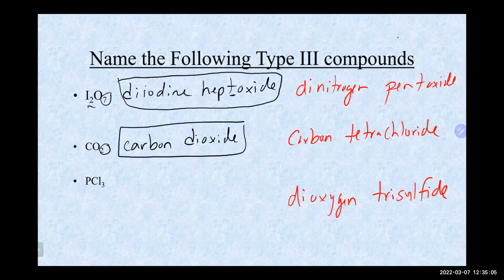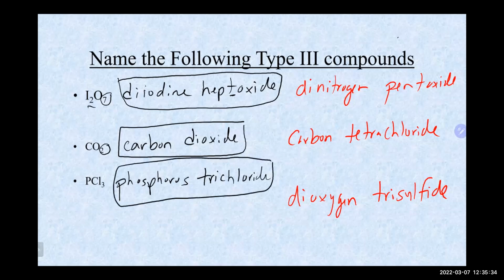Rolling to the last one, same thing. We see phosphorus, which is a nonmetal, and we see Cl, which is also a nonmetal. So again, we have 1 phosphorus, so we will not use mono on it. We'll just use the whole name there, which would be phosphorus. The prefix for 3 is tri, and again, the second one gets the IDE at the end of it. So this would be phosphorus trichloride. Any questions on any of those names?